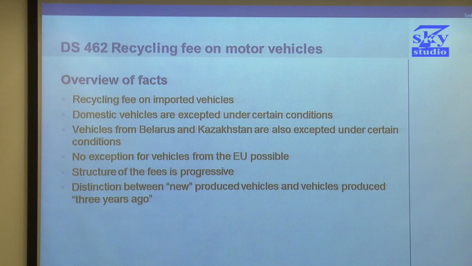And with that, let me jump to the first and the last case. The first is the recycling fee on motor vehicles, and the last concerns the tariff treatment of agricultural products. Now, if we look at the first case which was brought by the EU, it concerns a recycling fee on motor vehicles.